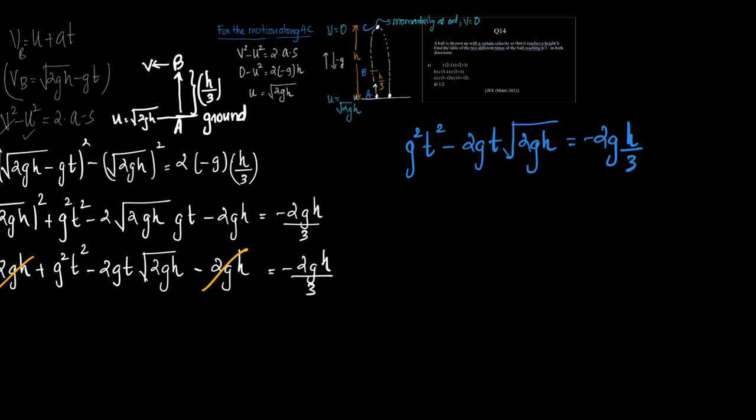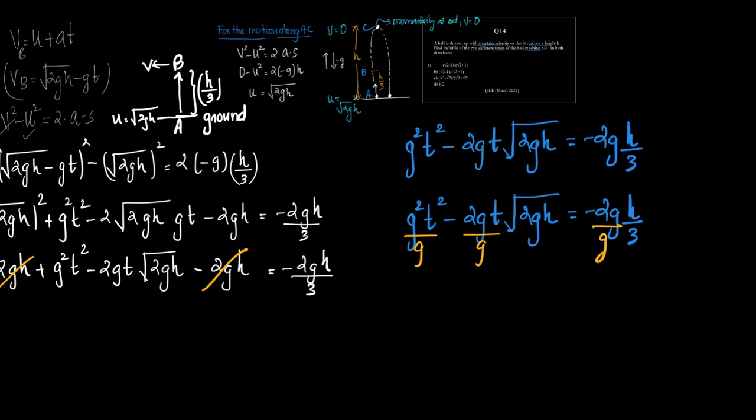Now how do we solve this question? Okay, g is there in every term. So we'll divide this entire equation by g. What do we get? This becomes g t square minus 2t into root of 2gh is equal to minus 2h by 3.